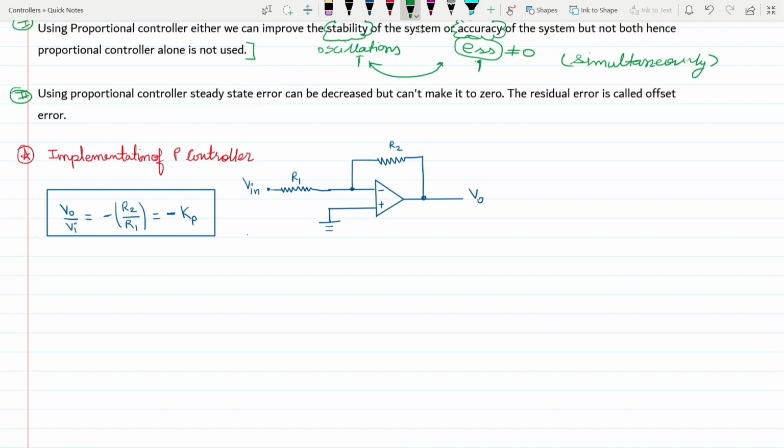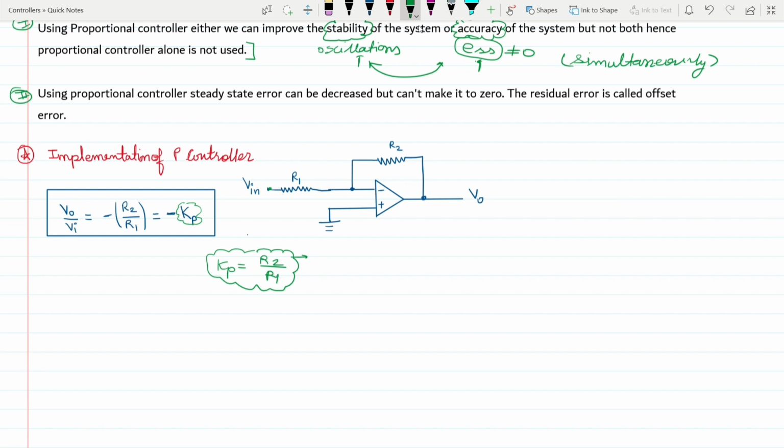As we all know, in the first step itself I made clear that a proportional controller is nothing but an amplifier. You can see here the structure of the amplifier. Here it is an op-amp structure. So the output by input, Vo by Vi, equals minus R2 by R1, which equals minus some constant Kp. Here Kp is given by R2 divided by R1. You can directly implement it by means of a circuit itself; the circuit will work as a proportional controller when you use this particular circuit in cascade with another circuit. Okay, so this is the general implementation of the proportional controller.